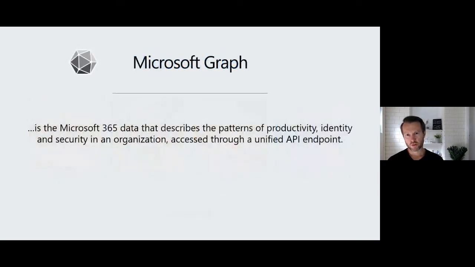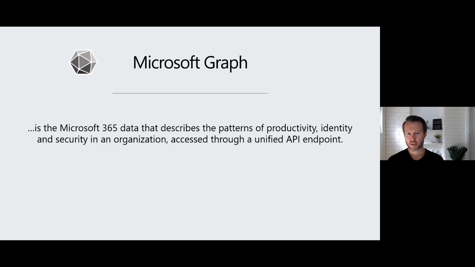I'll pause for a little definition here of what the Microsoft Graph is. The Microsoft Graph is the Microsoft 365 data that describes the patterns of productivity, identity, and security in an organization, accessed through a unified API endpoint.